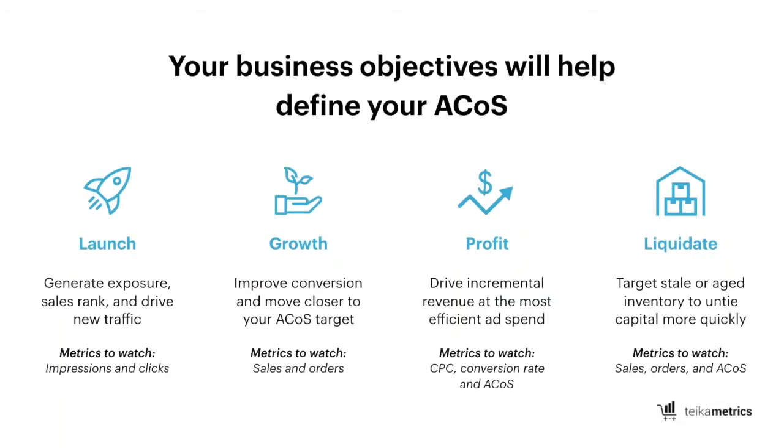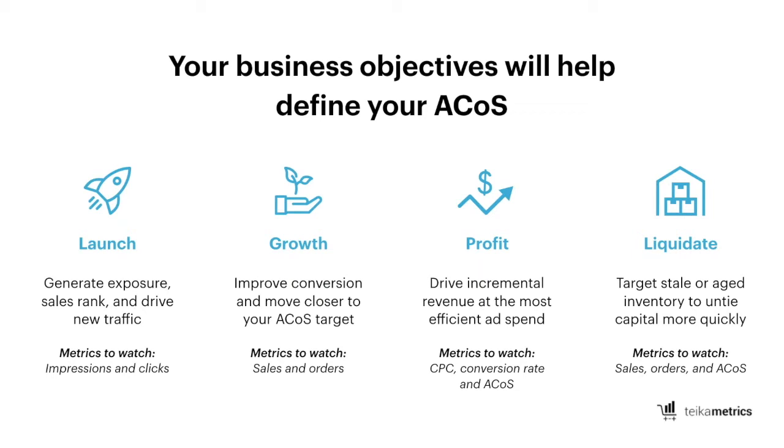So the different objectives, this may look familiar also from our other webinars: launch, growth, profit, and liquidate. Once the margins are established, these are going to determine the aggressiveness. So if you're in a launch phase, typically that ACoS target is going to be above your margin. Growth typically will be hovering a little bit above the margin. Profit will be, of course, under. And then liquidate will really depend on a cost benefit analysis there, but ideally you need to weigh out those options there.